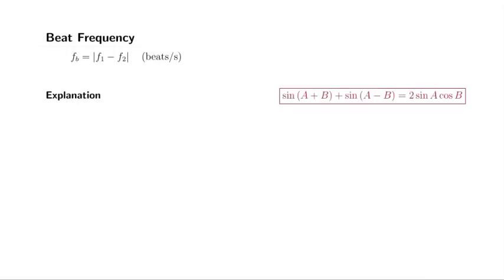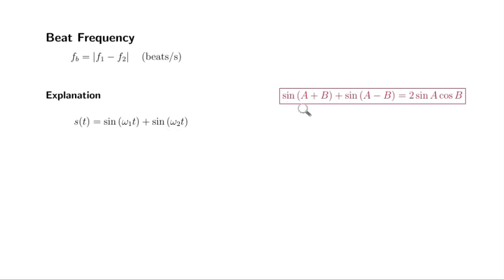So it looks like the number of beats per second is determined by the positive difference between two frequencies, f1 and f2. Let's try to understand this formula mathematically. I'm going to use two sine curves to represent those two sounds: sine of omega 1 t and sine of omega 2 t.